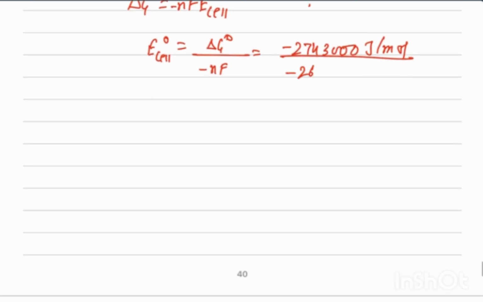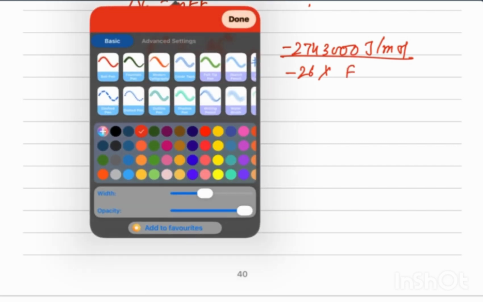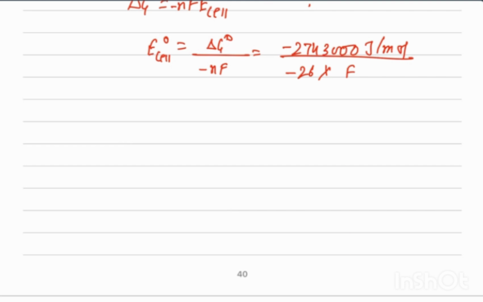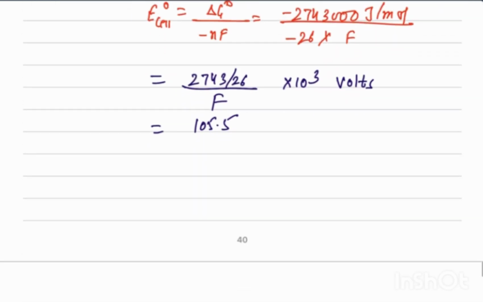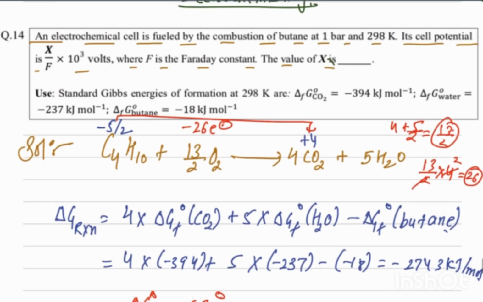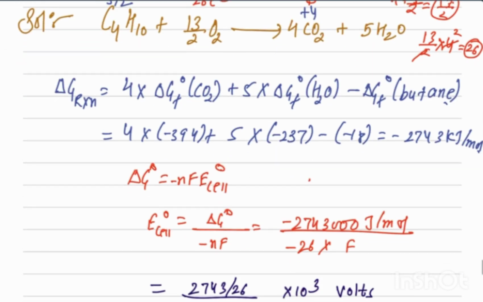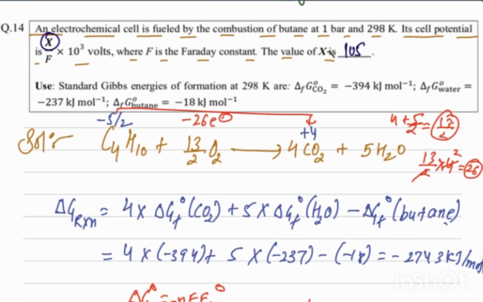So 26 into the value of Faraday, we have to write it in terms of F, because we have to answer in terms of F. So when we calculate this, we will get 2743 divided by 26 into 10 raised to power 3 divided by F, in volts. And when we calculate it, we will get 105.5 divided by F into 10 raised to power 3 volts. So the value of X should be 105.5. So the correct answer should be 105.5. Thank you so much for listening.